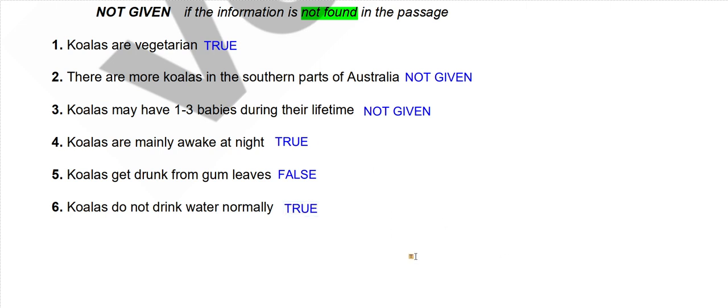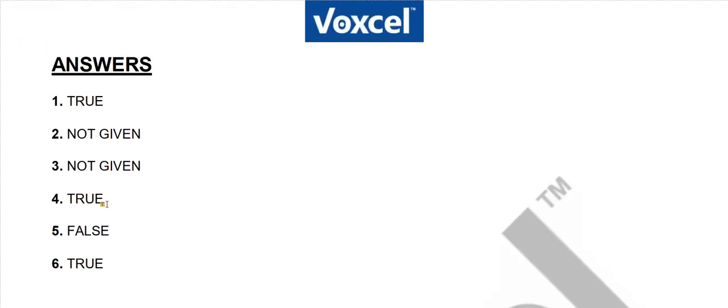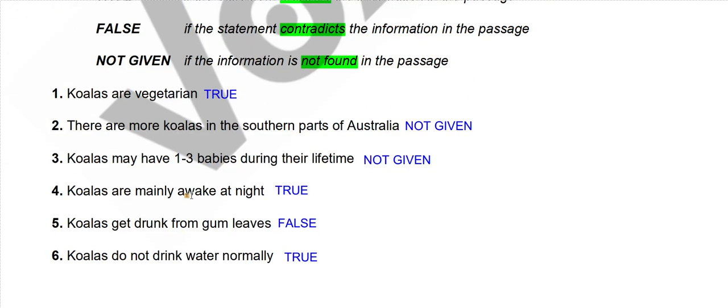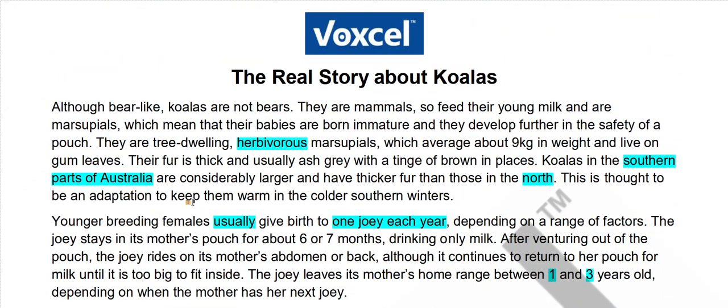So this is how you should try to solve these questions. Let's check our answers. True, not given, not given, true, false, true, true, not given, not given, true, false, true. So this is how you should solve your reading.